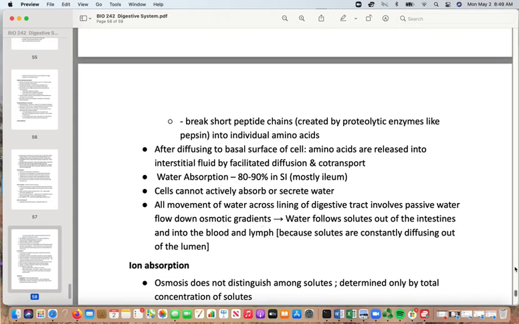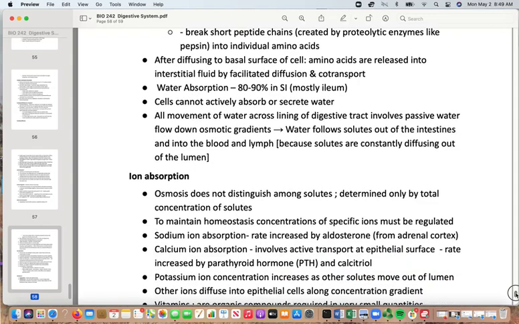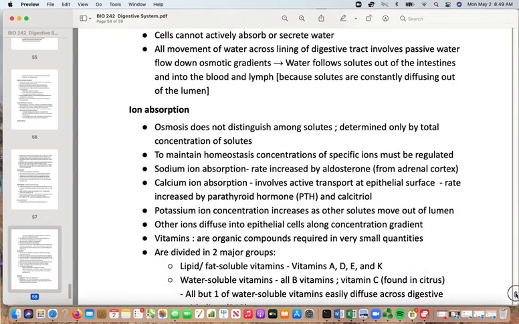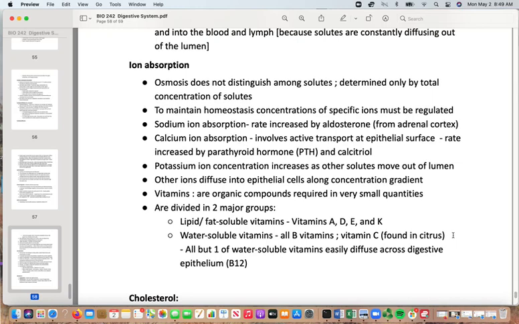Ion absorption. Osmosis does not distinguish among the solutes, so it will be determined by the total concentration of the solutes. So in order to maintain proper homeostasis, though, the concentrations of some of the specific ions need to be regulated. So your sodium absorption is going to be increased by aldosterone. Calcium absorption is going to be active transport. This is going to be increased by parathyroid hormone and calcitriol.